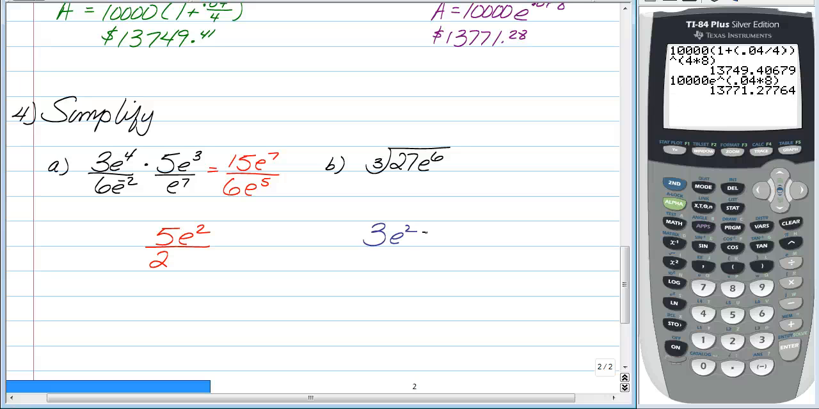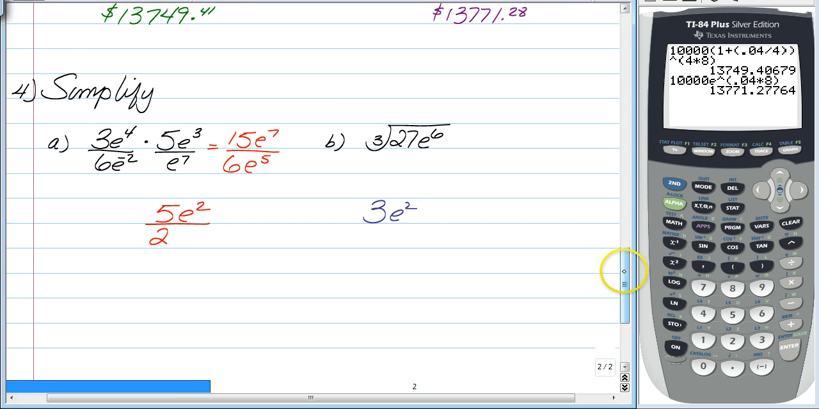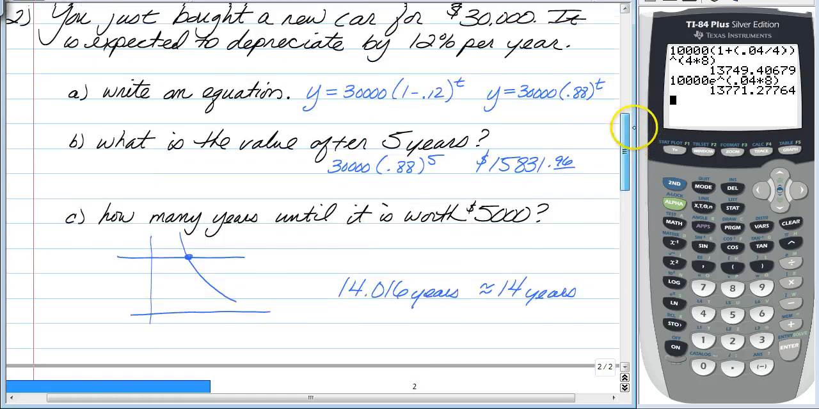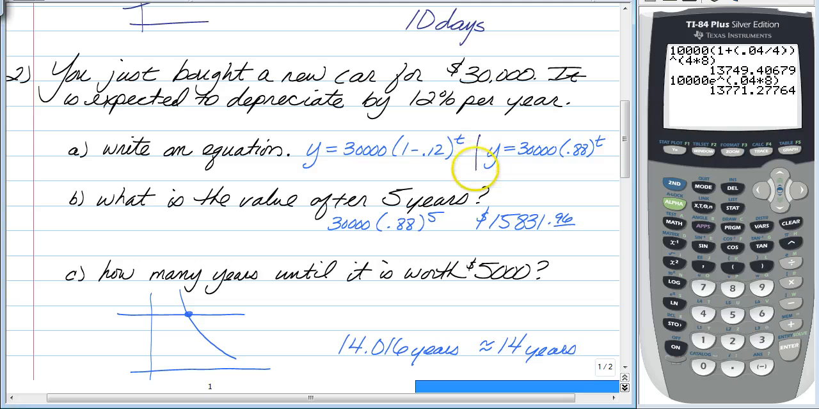So on your quiz, you're going to have, I believe, 4 simplify, and the only other question you're going to have to be able to do is analyze an equation that's given to you. So I might give you an equation like this and ask you to state what the time is, state what the initial amount is, maybe state the rate. Remember, 0.88 is a 12% decay.